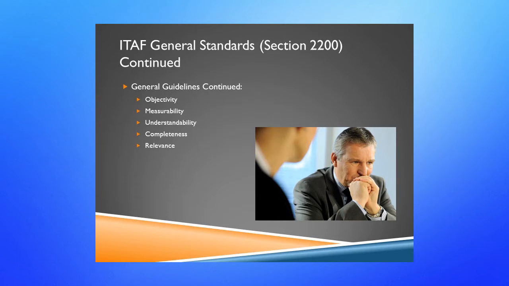Other parts of the general guidelines deal with objectivity. It's important that we've mentioned it twice now, right? Measurability, understandability, completeness, and relevance. Okay, so where are we going with those? Well, of course, objectivity makes sense to us, again, about doing our job effectively with no bias. That it can be measured in some method that we are able to look at it.